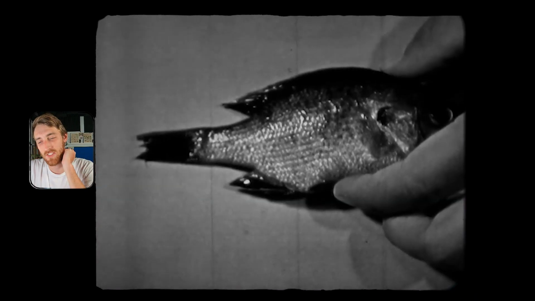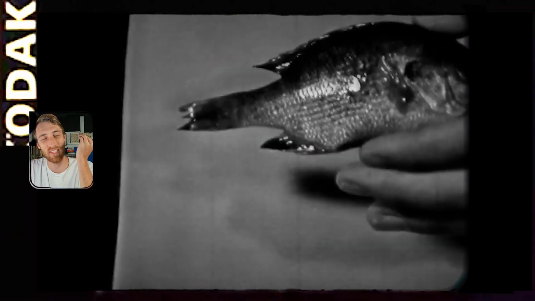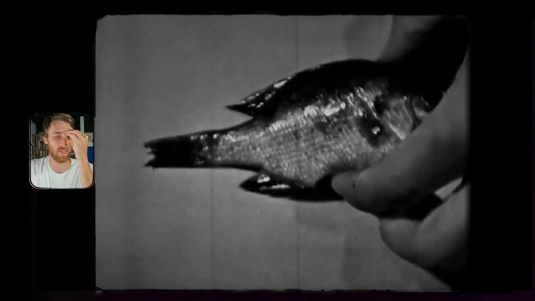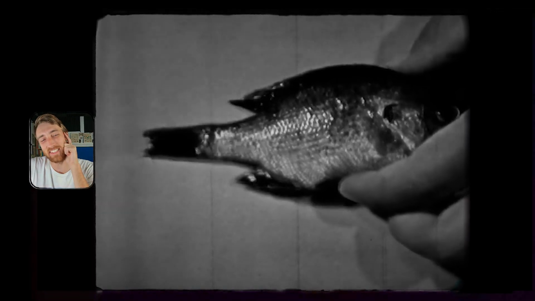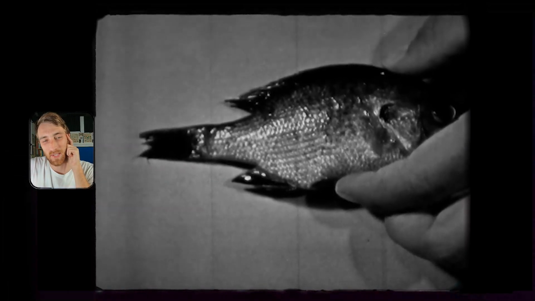Again, his hand is just covering like half of the fish's head and stuff. It's just like, this is very clearly not rehearsed or practiced at all. And you know, I'm glad that it's funny. It's just funny to see them figuring it out as they go.